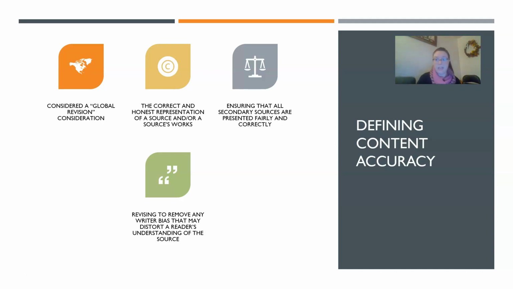Now, this is ensuring that all secondary sources are presented fairly and correctly, and you can probably start to make connections between this type of revision consideration and using sources ethically, like we discussed. It's important to note, though, when I say revising to remove any writer bias that may distort a reader's understanding of the source, we can look at that in a couple of different ways.